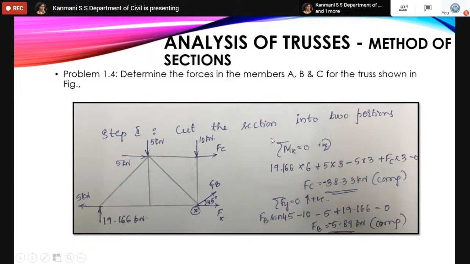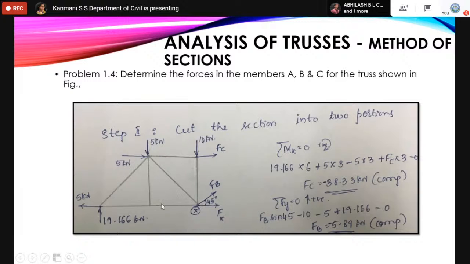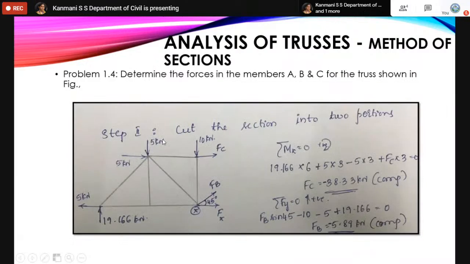So step 2 is cut the section. Now I have to cut the section and I will consider only the left side of the section. Considering the left side, we have a 10 kilonewton force, this is force FC, this is force FB, and I'll consider this as joint X. This is the FX force. That force is not required. We don't need that force since it is a horizontal force also.